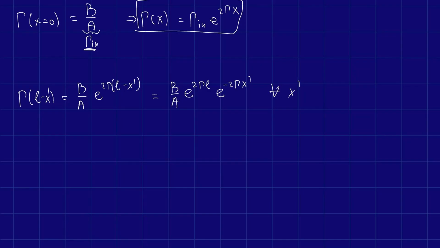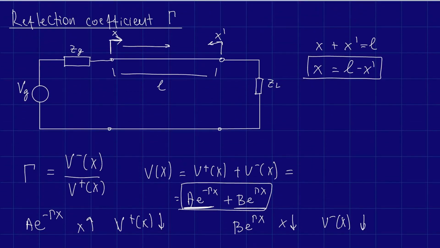So now we can do the same trick as before, since these right here, they are still constants. So we can substitute for x prime equals 0. We can just call this x prime for simplicity to not get confused. And if we substitute for 0, we have B divided by A e to the 2 gamma L, multiplied by e to the 0 minus 0, which is equal to 1. So we'll just leave it like this. So this right here, we will call gamma L because it's at the load. So this is the reflection coefficient, basically, at this part right here, when x prime is equal to 0.